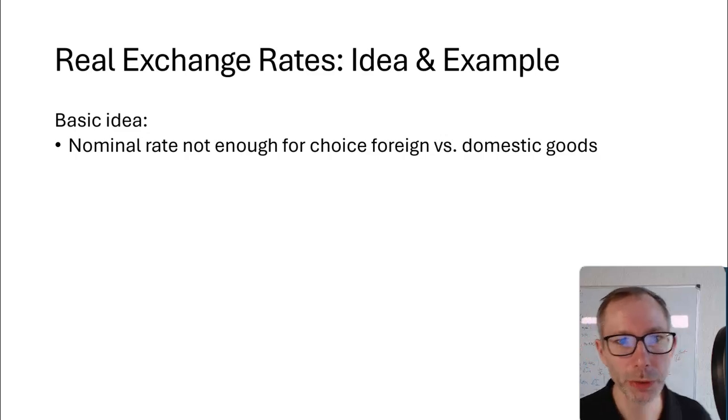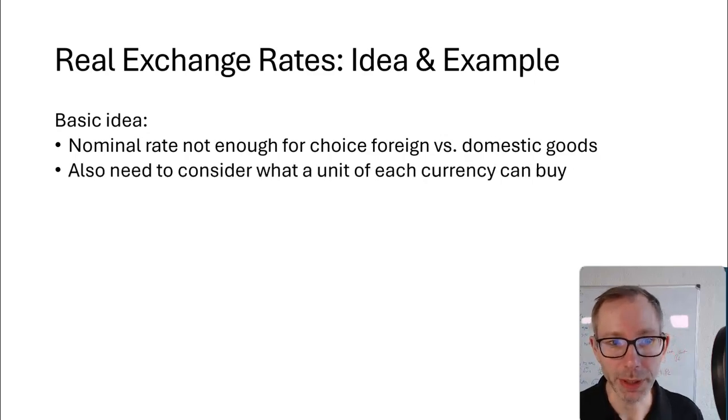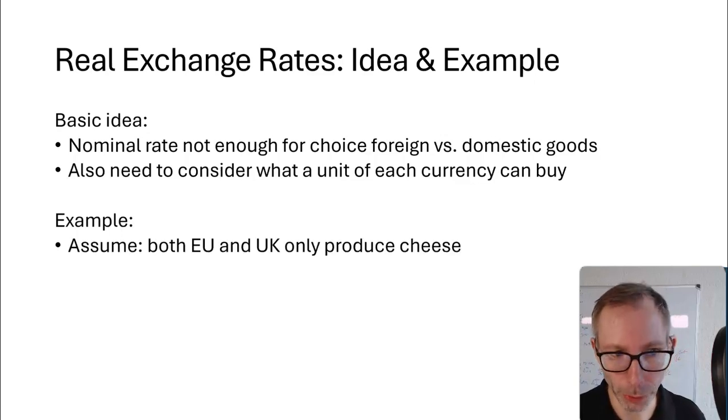So now let's move on to the real exchange rate. What's the basic idea here, and an example of that idea? The key idea is that ultimately we want to talk about the choice between domestic and foreign goods. For that, the nominal rate is not enough, because it just tells us the relative value of the two currencies. What is important for firms and consumers is what they can actually buy with a dollar, and what they can buy with a euro.